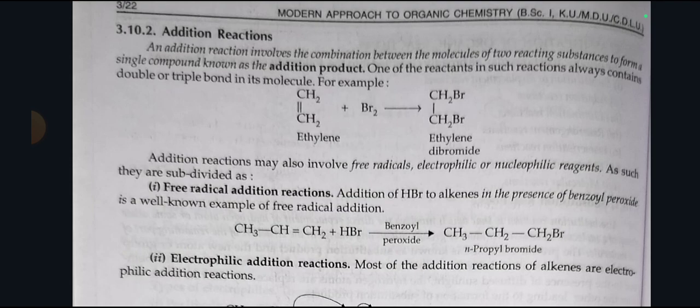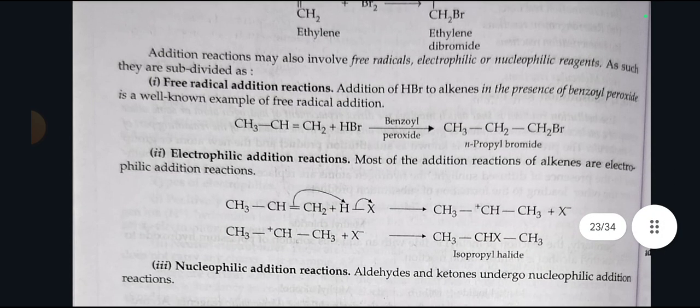3.10.2 Addition reactions. An addition reaction involves the combination between the molecules of two reacting substances to form a single compound known as the addition product. One of the reactants in such reactions always contains a double or triple bond in its molecule. For example, CH2=CH2, ethylene, plus Br2 gives BrCH2CH2Br, ethylene dibromide.